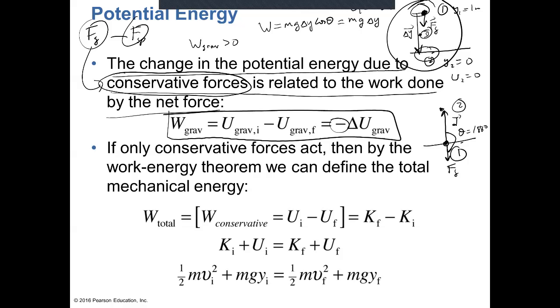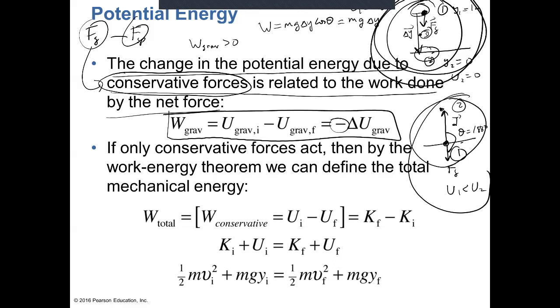While gravity is doing negative work in this case, if I look at the energy at point 1 and compare it to the energy at point 2, point 2 has a greater potential energy because it's higher. So if gravity is doing negative work here, potential energy increases. But in the first example, when gravity is doing positive work, meaning you are moving in the direction of gravity, your potential energy decreases, okay?